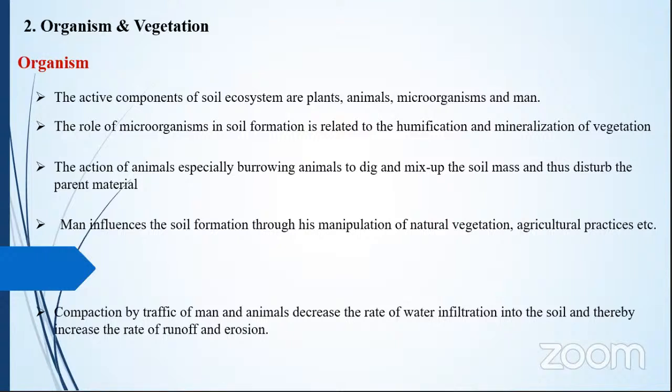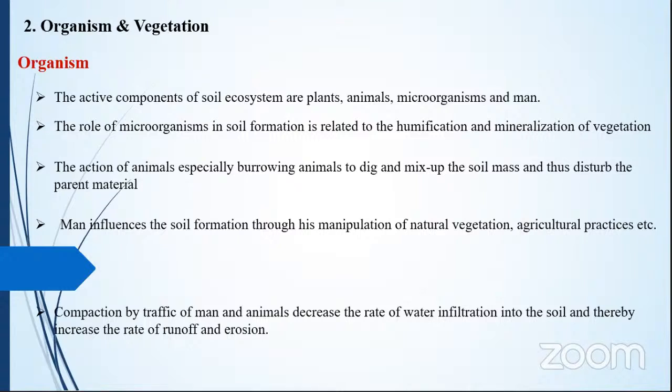Naturally, what will happen? Burrowing animals will dig with their claws and their powerful jaws. They will dig up and mix the soil mass. Physically, there will be some weathering, and ultimately this physical weathering ends up with chemical weathering. Even we human beings also influence the soil formation due to our agricultural practices.